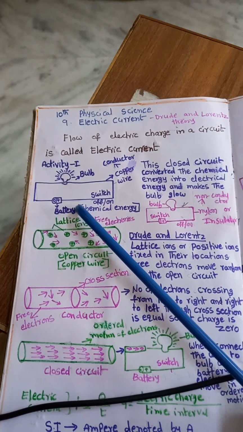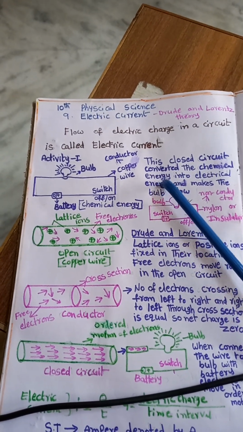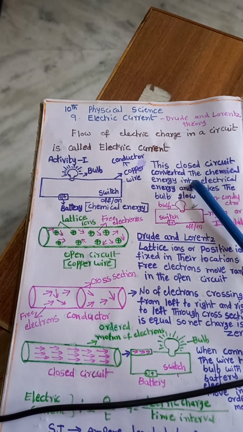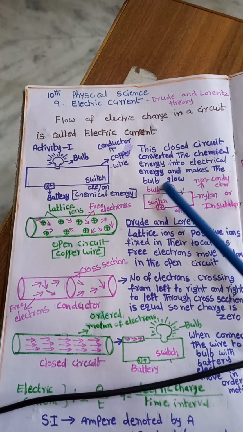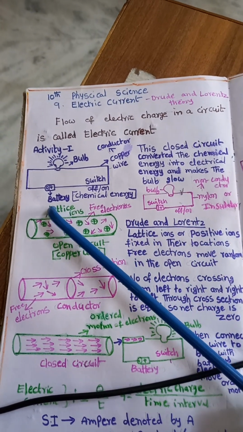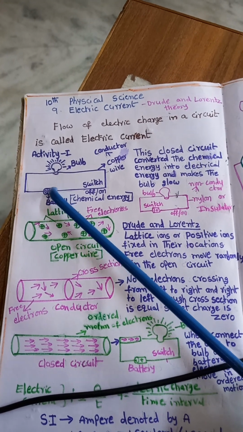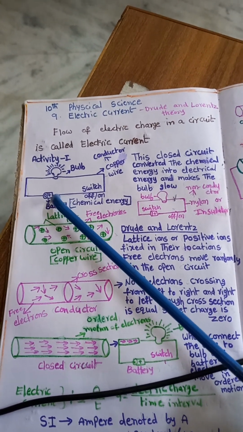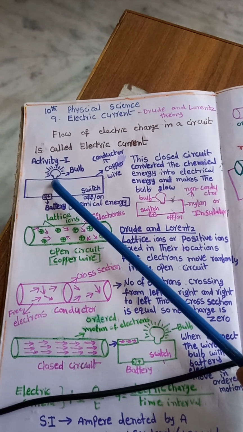So this closed circuit converts the chemical energy into electrical energy and makes the bulb glow. So what is there inside the battery? Chemical is there. So this chemical energy is converted into electric energy and makes the bulb glow.